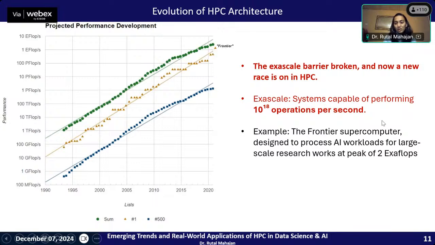The Frontier supercomputer is designed to process AI workloads for large-scale research work at a peak of 2 exaflops. Exascale means a system capable of performing at a speed of 10 raised to 18 operations per second. So this is how HPC systems have evolved nowadays, from gigaflops to exaflops operations.